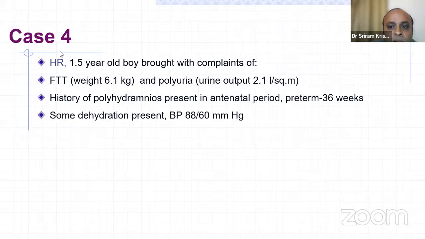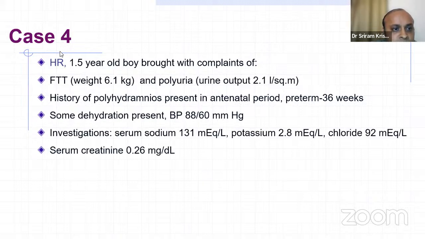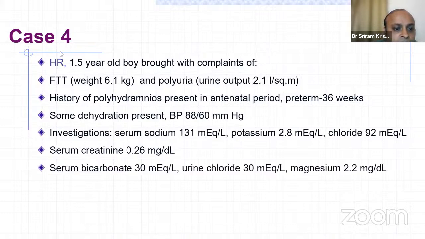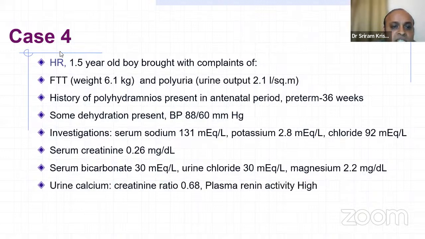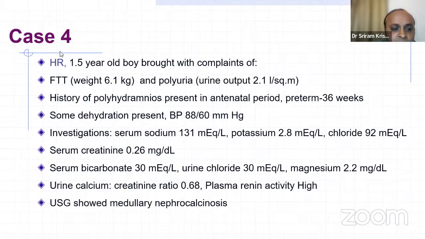He was a preterm born at 36 weeks, some dehydration, normal blood pressure, and sodium was low, 131, potassium was low, 2.8, chloride was also low, 92. The urinary chloride was found to be high. The creatinine was normal, bicarbonate high, and the calcium creatinine ratio suggested a hypercalciuria. He showed a plasma renin high. The ultrasound showed medullary nephrocalcinosis.